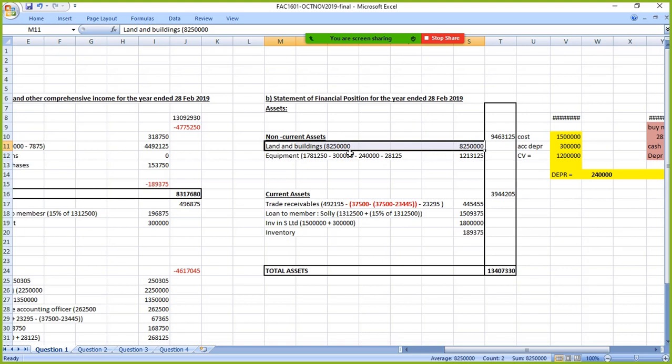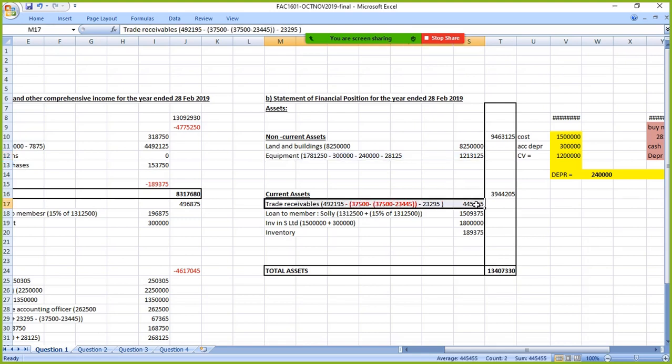Non-current, I got the exact same thing. Equipment, same figure. Current, yes. Trade receivable, same figure. Trade receivables, I got 107955. No, that's wrong. All right, the mistake is here. Do you remember when they changed it? I just added 14055.